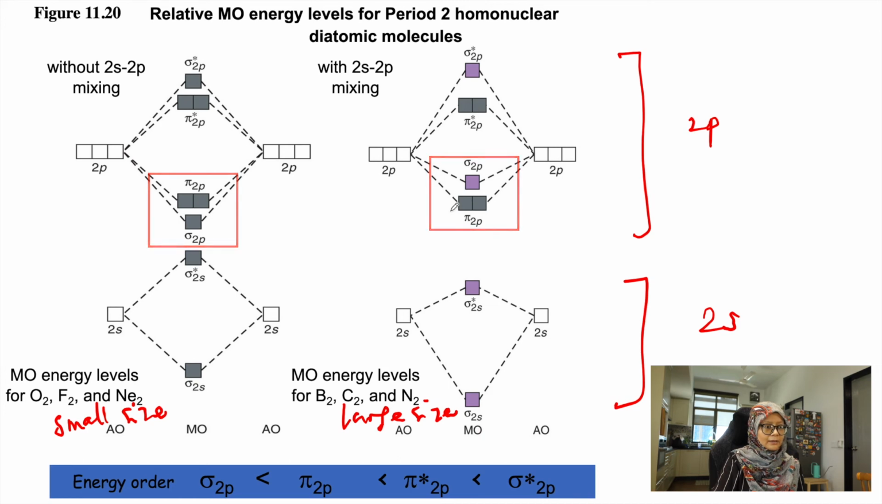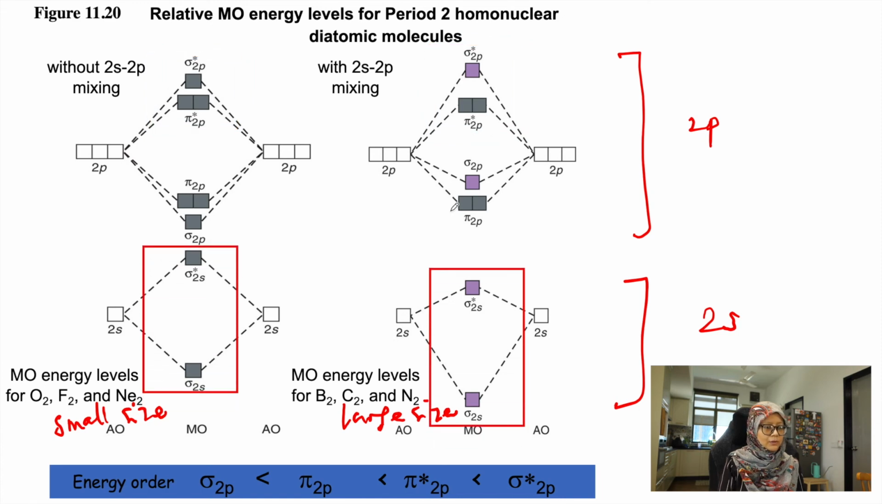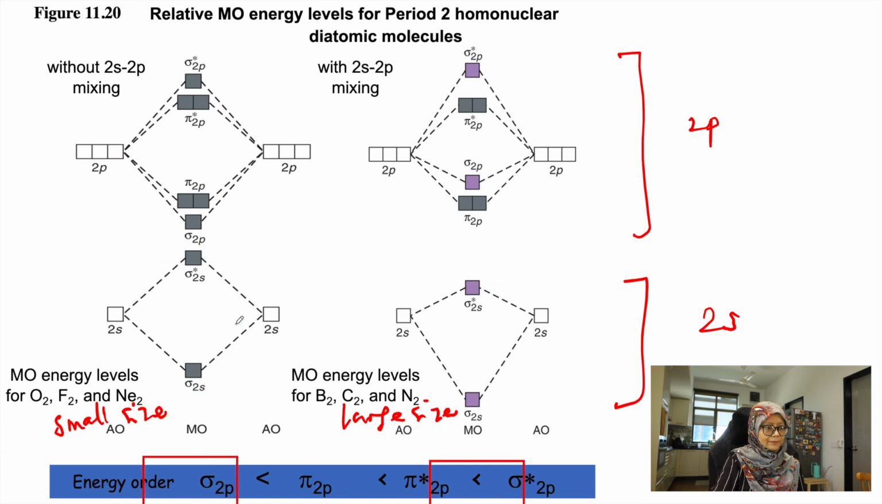Other than that, this is similar, and also this is the 2s. And the energy order, this is general: sigma, and then followed by pi, pi star, and also sigma star.